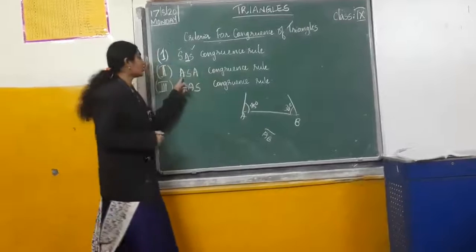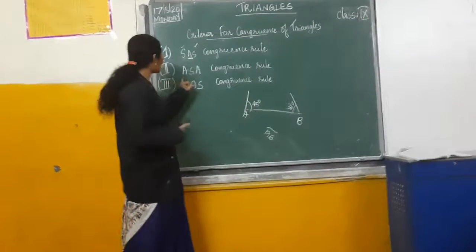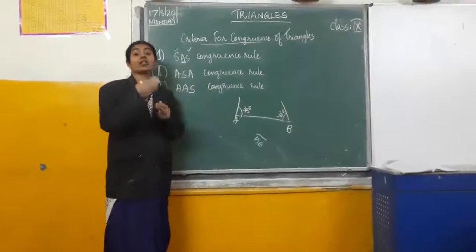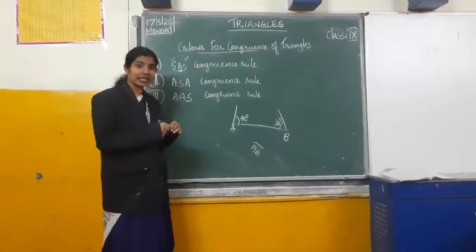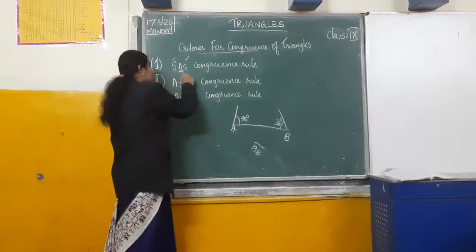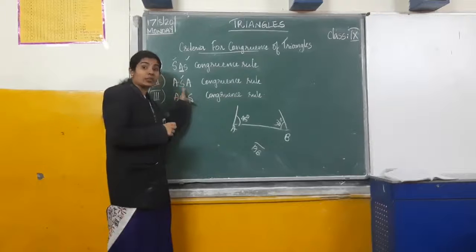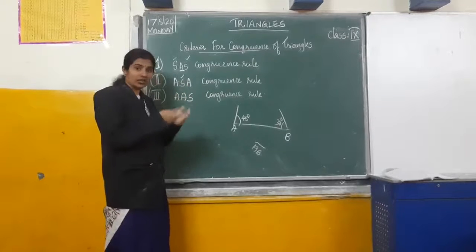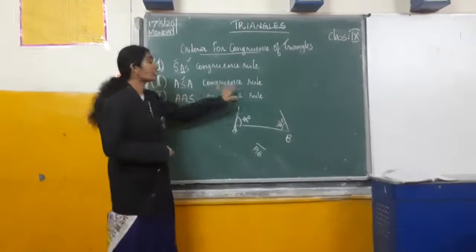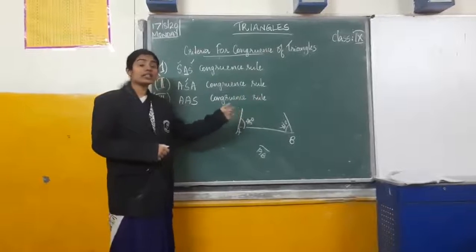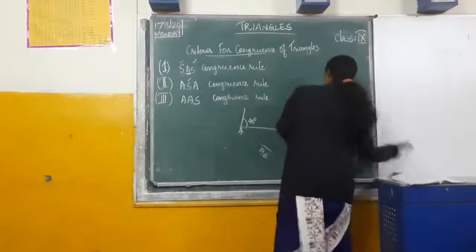So what do you want to check? You should see two angles of one triangle are equal to two angles of the other triangle. Then you should check that the included side between these two angles of the first triangle is equal to the included side of the second triangle. I will give an example for that.